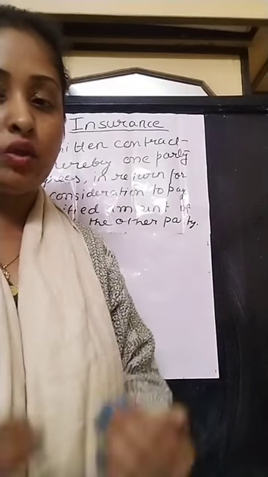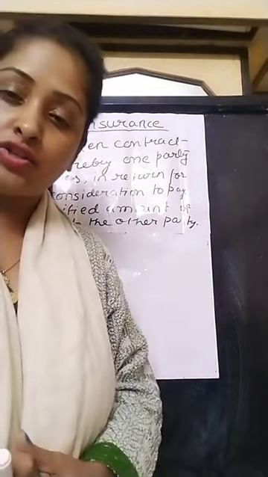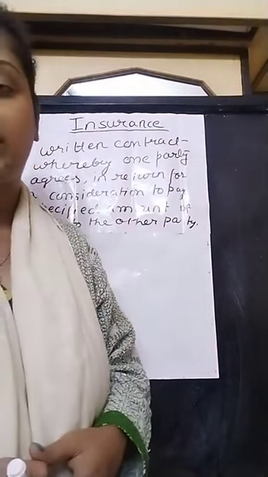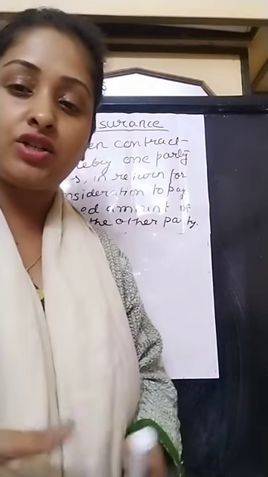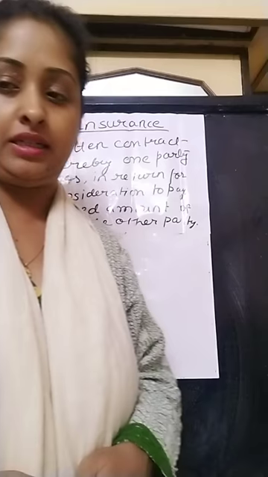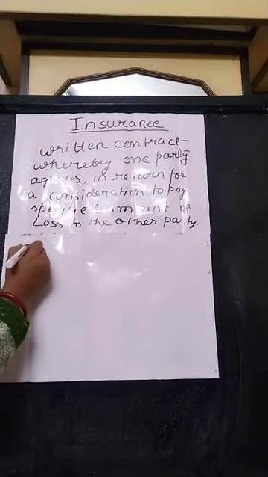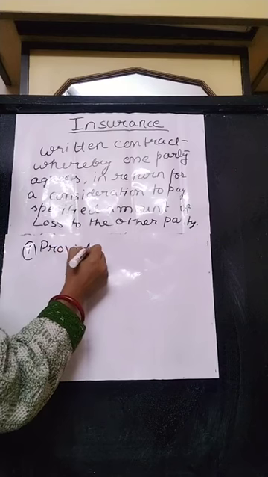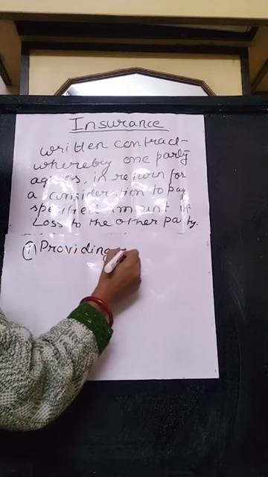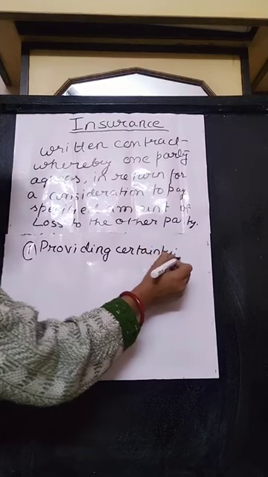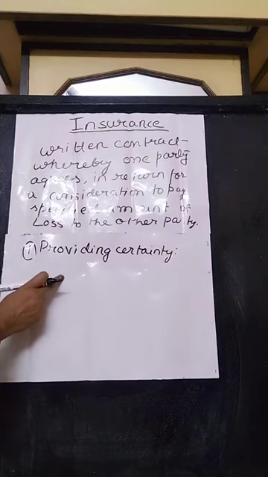Now we slowly come to the functions of insurance. Insurance has a lot of functions. Insurance plays a very important role in modern business. So what are the functions? The first function of insurance is providing certainty. What does this point actually mean, providing certainty?